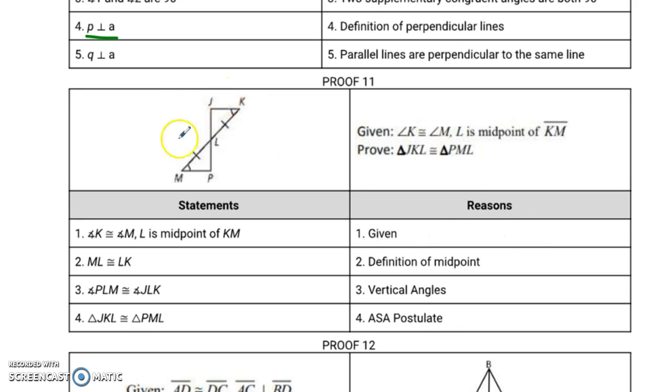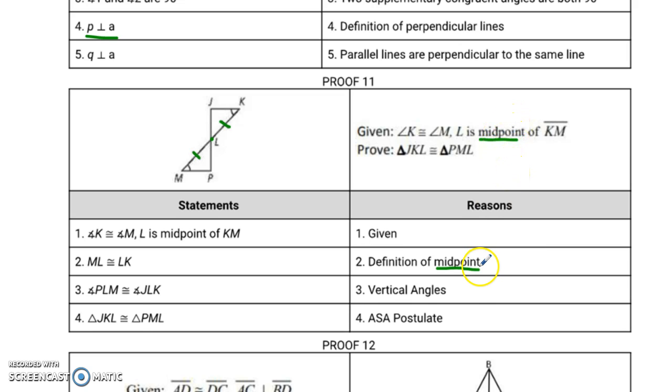In proof 11, we're given two triangles. Normally, I would draw these separately, but they're basically separate already. It's given to us that angle K is congruent to angle M, and it also is given to us that L is the midpoint of KM, which brings us to this line being congruent to this line. Now be careful, it says midpoint here, so I don't want you to write definition of bisector. Whenever it gives you the term midpoint, you're going to say definition of midpoint. You're not going to say definition of bisector.